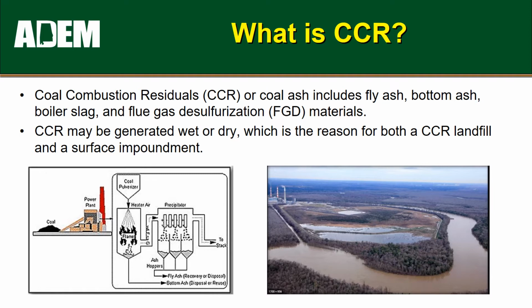CCR, or coal ash, is generated from the burning of coal for the purpose of generating electricity by electric utilities and independent power producers. Typically, coal is pulverized prior to feeding the material into the boiler where the coal is combusted. The heavier waste material, bottom ash or boiler slag, is collected from the bottom of the boiler and crushed. Historically, this waste material was mixed with water, or sluiced, before being transported to the ash ponds or surface impoundments.